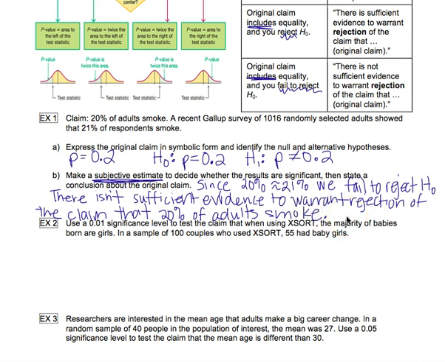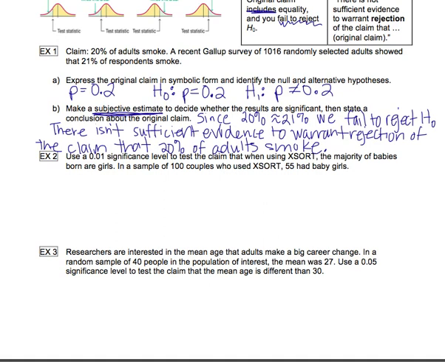Okay, so if it says subjective, that means you're just looking at the claim versus the data that they gave you. You're not actually doing any type of testing yourself. In example 2, it says use a 0.01 significance level to test the claim that when using X sort, the majority of babies born are girls. In a sample of 100 couples who used X sort, 55 had baby girls.